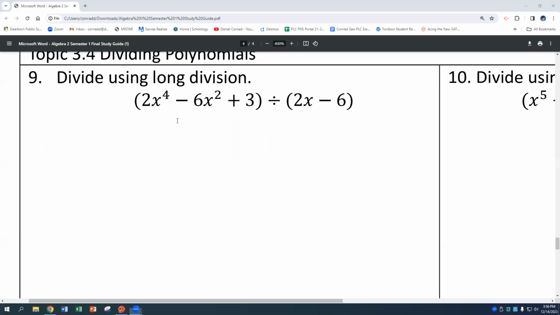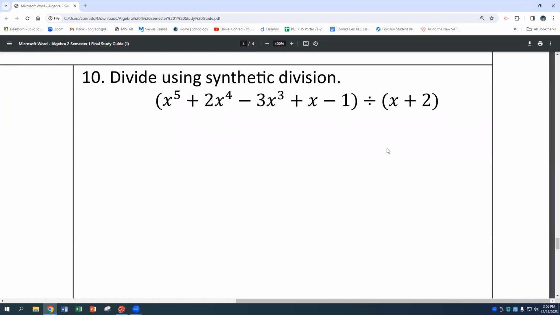Okay, that's long division. Now let's do synthetic division. So I want to use my 0. So x plus 2 equals 0, which means my 0 is negative 2. So I'm going to use negative 2. Okay, and then I have 1, 2, negative 3. I should have plus 0x squared here, so it's going to be a 0, and then a 1, and a negative 1, because this is really a 1x, right?